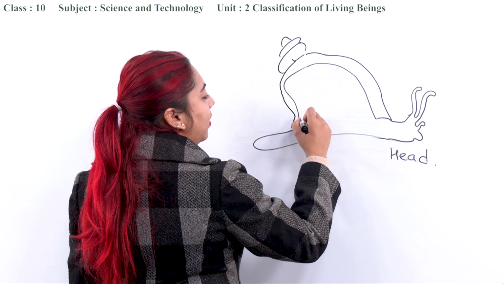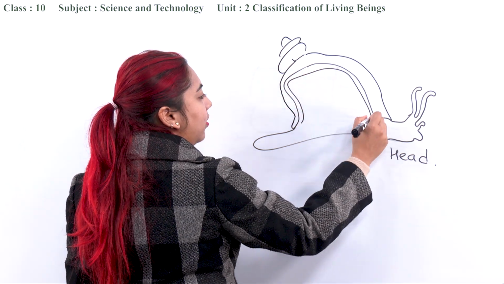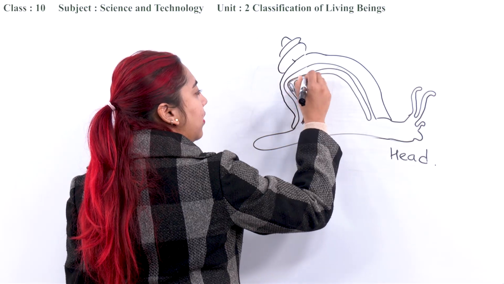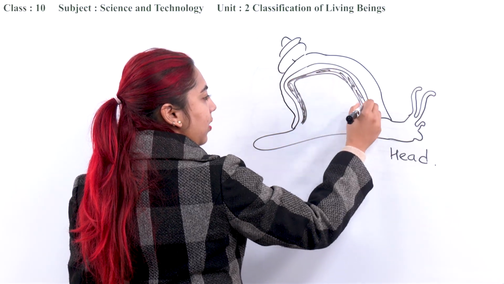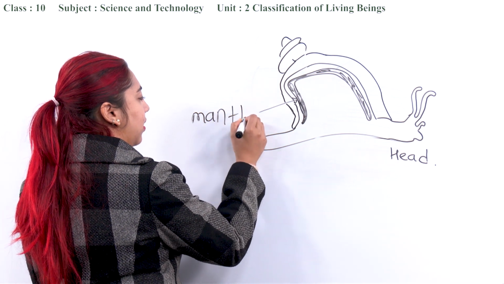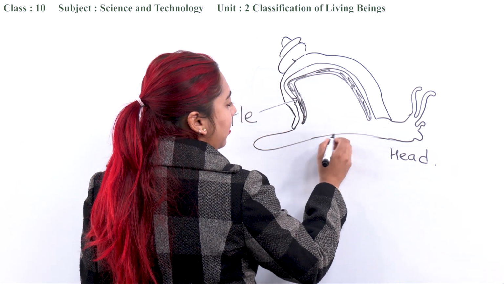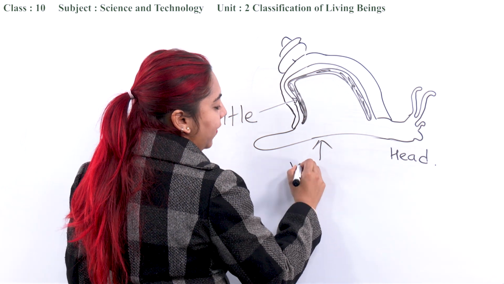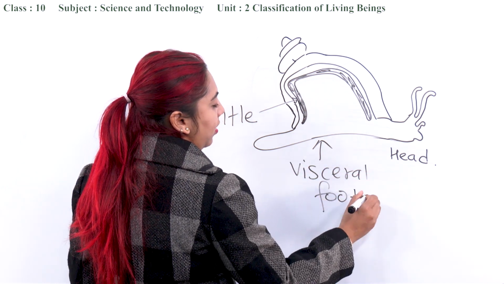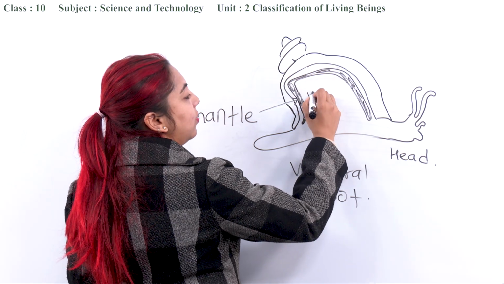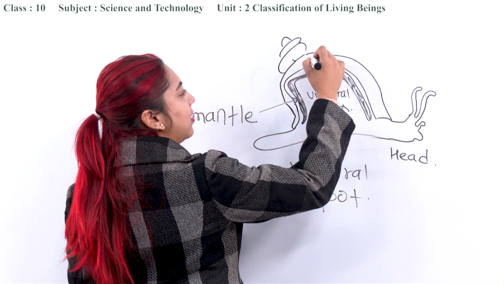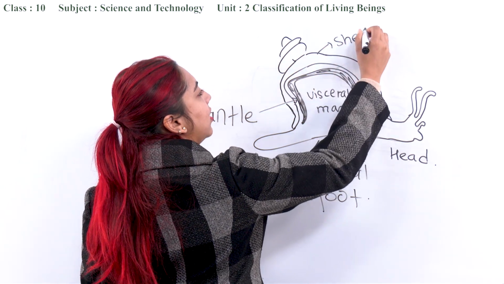Now, you'll see this kind of structure inside. This is the mantle, and this is known as the visceral foot. This inner part is known as the visceral mass, and this is the shell, the protective shell.